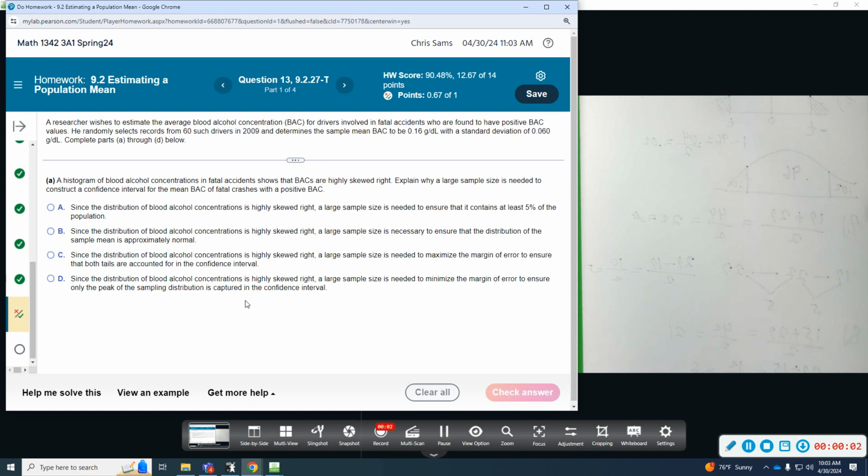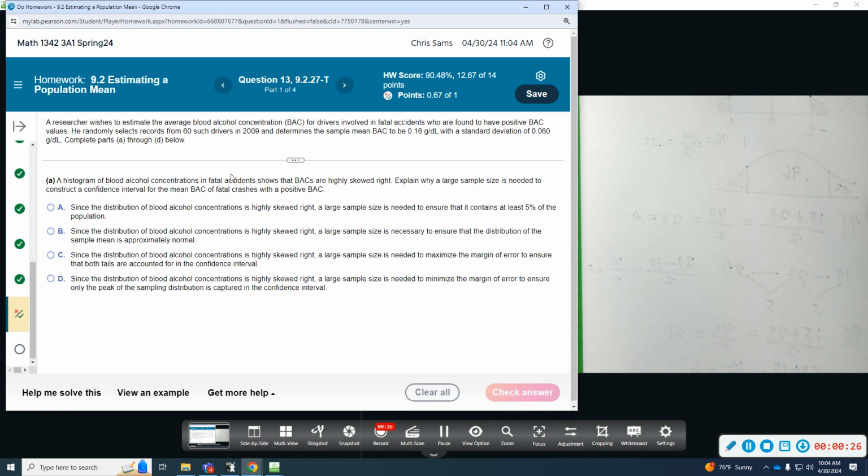All right, number 13. A researcher wishes to estimate the blood alcohol concentration, which is BAC, for drivers involved in fatal accidents. He randomly selects 60, determines the sample mean to be 0.16, standard deviation 0.06, and we're going to complete parts A through D.